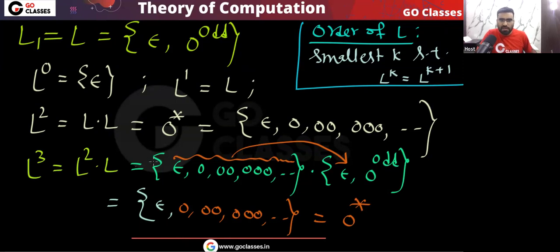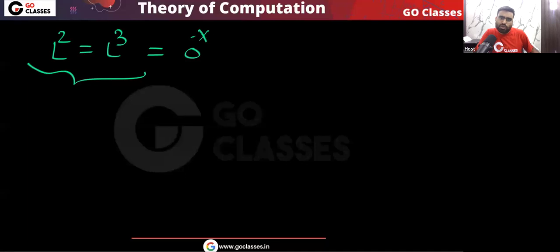So now did you get L power 2 is 0 star, L power 3 is 0 star? Yes or no? So what we got? Remember, we got that L power 2 is equal to L power 3. Both are the same. Do you agree? Both are equal to 0 star. Okay, so tell me what is the order of L? Order of L will be 2.